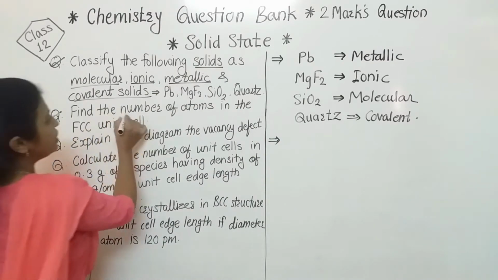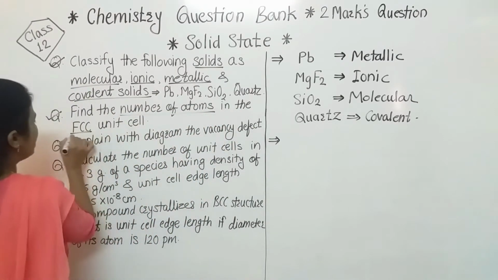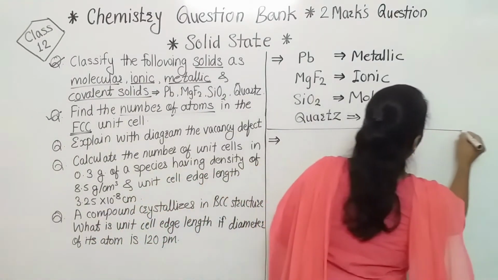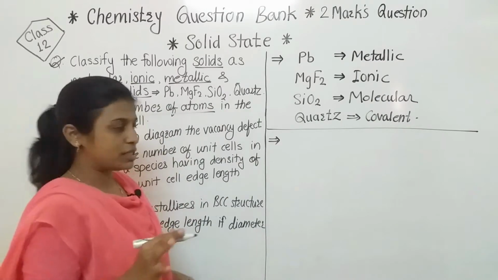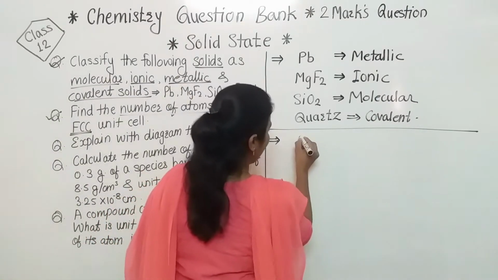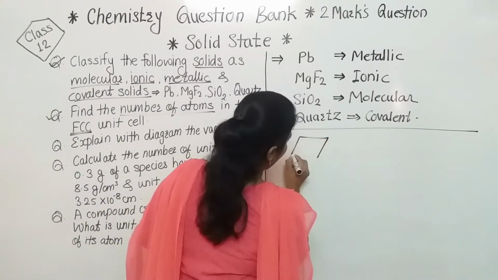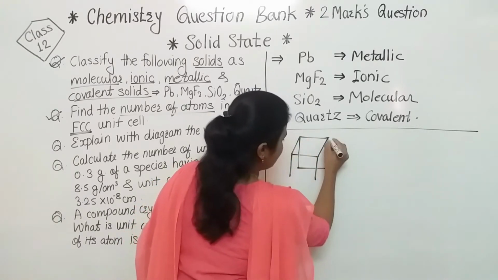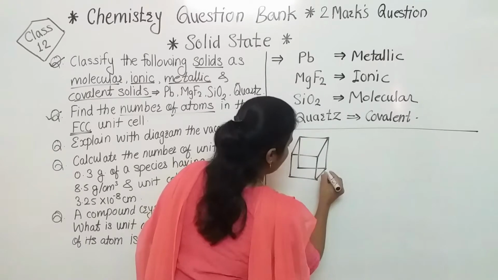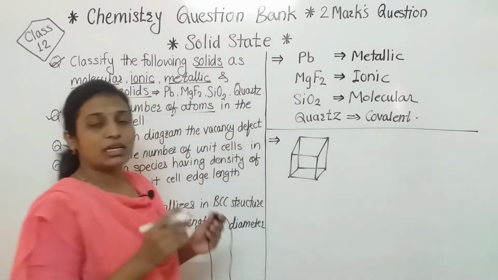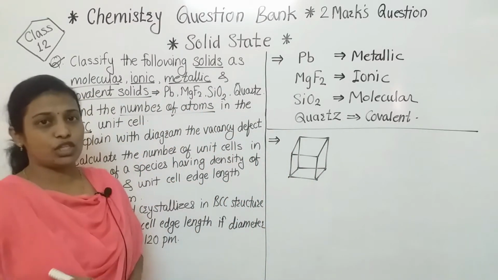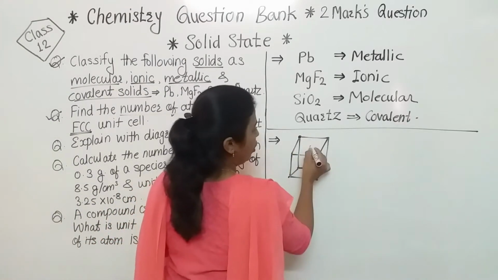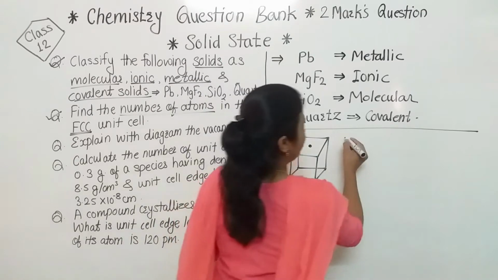Second one, find the number of atoms in the FCC unit cell. So for that purpose, how to write and how much we have to write, that we will discuss. Firstly we have to draw the cube, or we can say the structure of unit cell for this FCC. So this is the cube. Here if we consider the particles present in the FCC unit cell, they are present at the corner and on the faces. So here we will write first point.